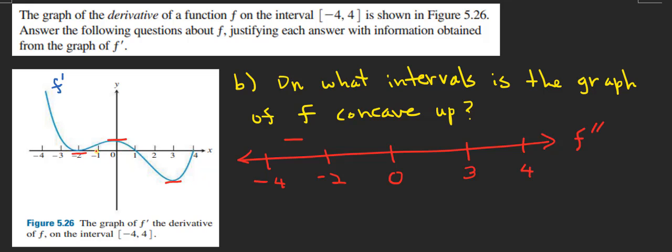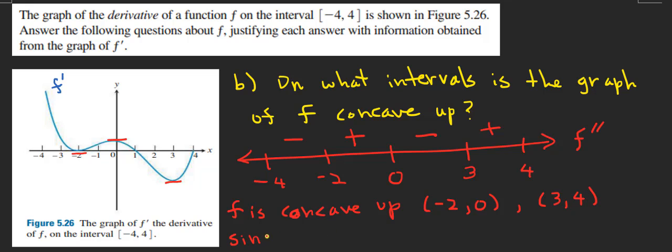From negative 2 to 0, f prime is increasing. That means f double prime is positive. From 0 to 3, f prime is decreasing. Therefore, f double prime is negative. And from 3 to 4, f prime is increasing. Therefore, f double prime is positive. Now we have the f double prime chart. Based on that, we know where f is concave up. F is concave up on the intervals from negative 2 to 0 and 3 to 4.